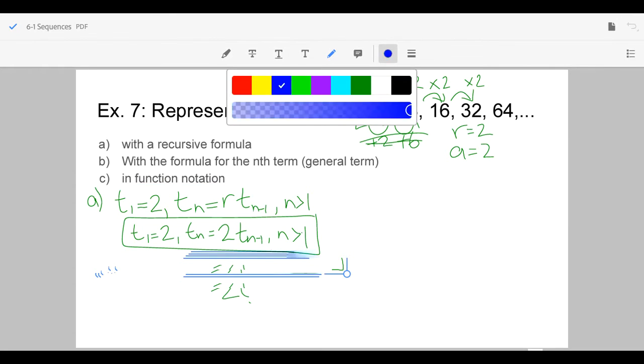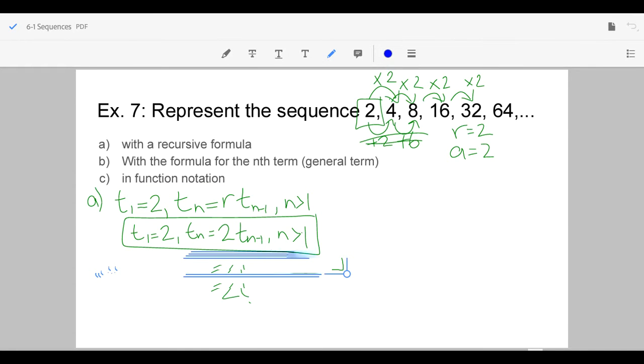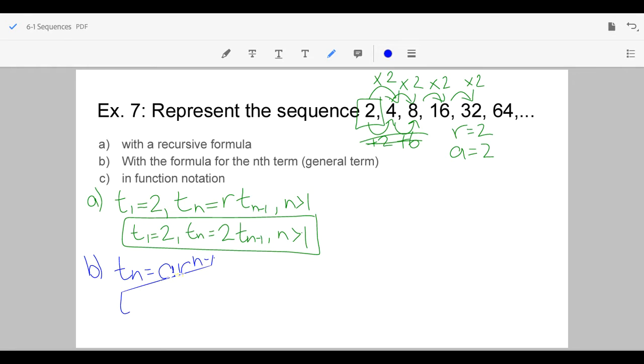Part B. We need the formula for the general term. And we've worked with this one a little bit already. So term n is equal to a times r to the n minus 1. In this case, we don't have to state what the first term is because it's part of the equation here. So term n is equal to a, which is 2, times r, which is also 2, to the n minus 1.